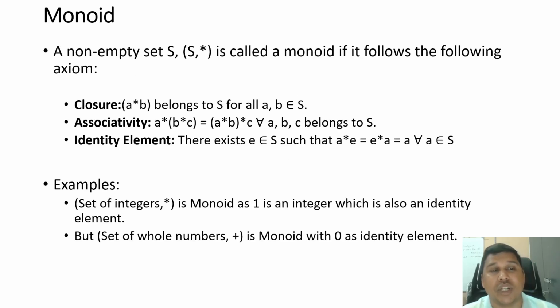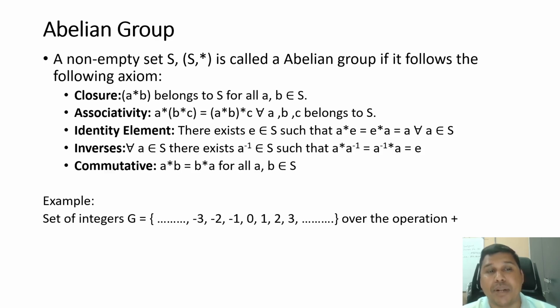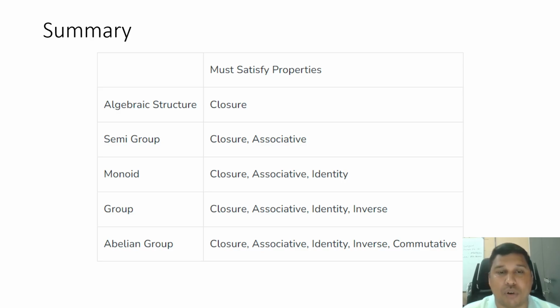Monoid means 3: closure, associative, and identity element. Group means 4, along with that, inverse. Abelian means all 5. Okay, all 5. Let's see an example before we go to the next concept.